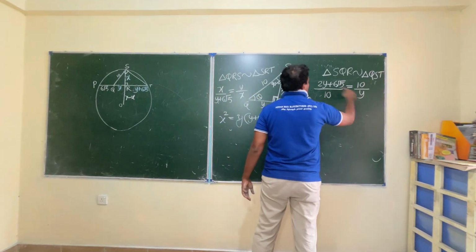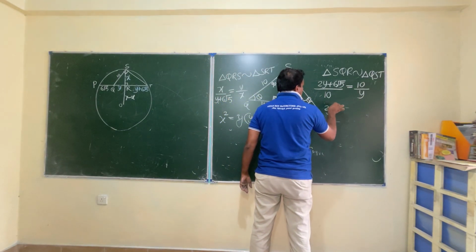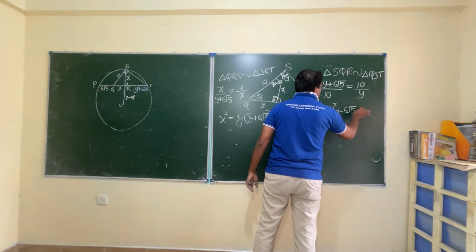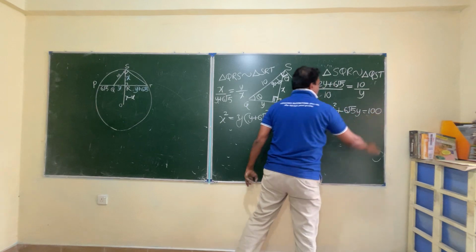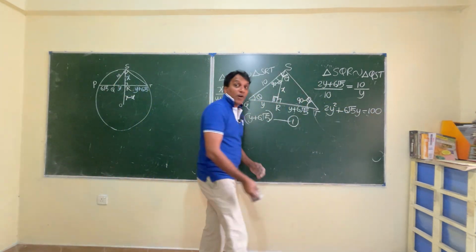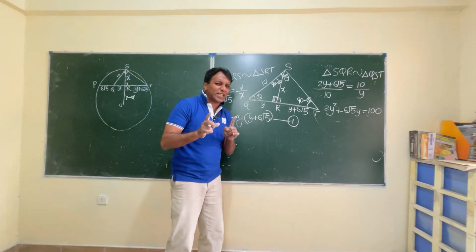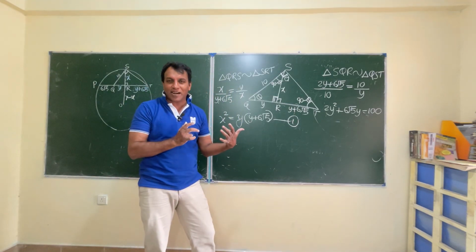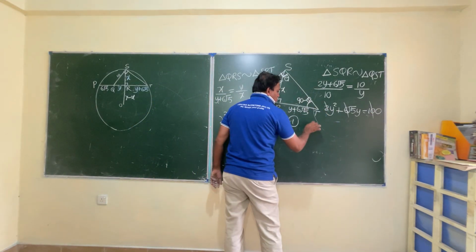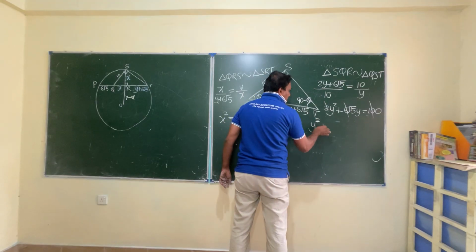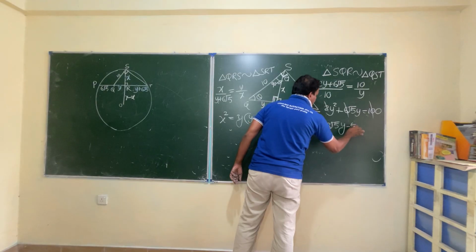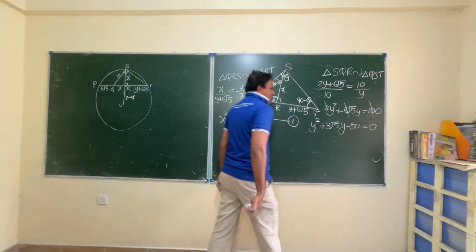Cross multiply: 2y square plus 6 root 5 y equal to 100, okay, a quadratic equation in terms of y. Maximum I target 20 minutes. So can I cut by 2? y square plus 3 root 5 y minus 50, okay. So you can factorize that.